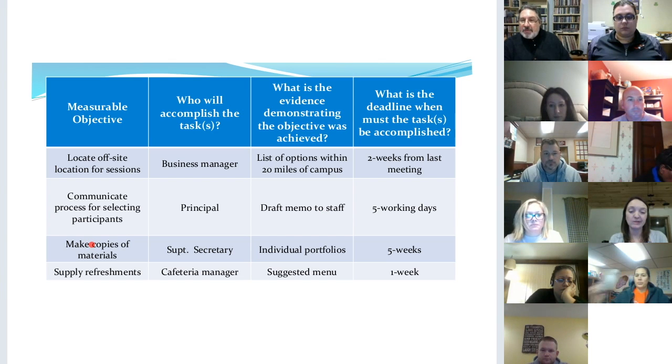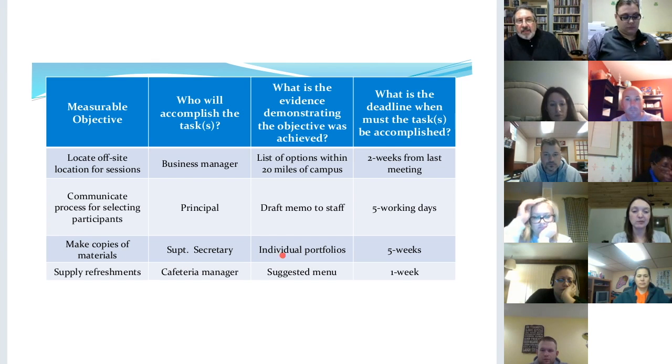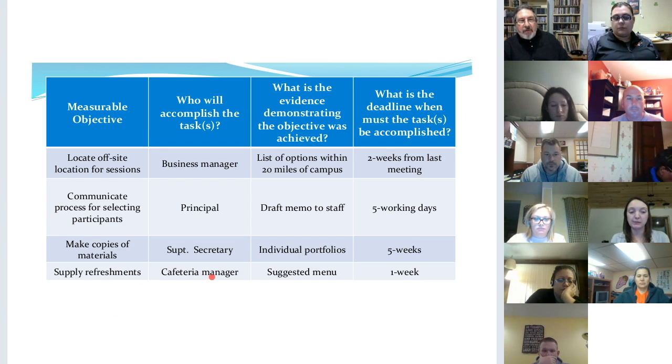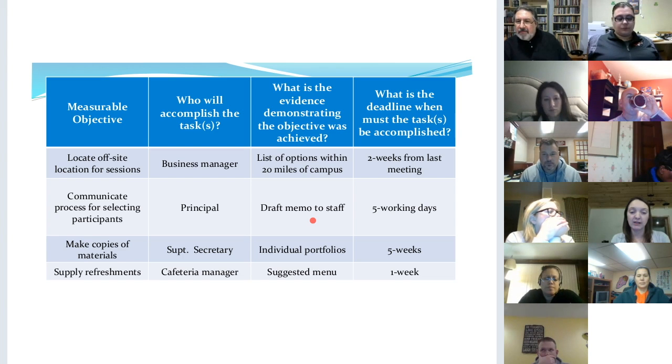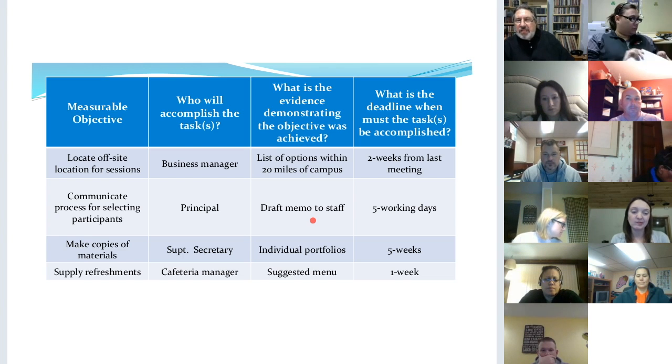Somebody's got to make copies of materials for this meeting we're going to have with our constituents to develop mission and vision. Who am I going to give that to? The superintendent's secretary. She's going to prepare individual portfolios, and I'm giving her 5 weeks. And lastly, supply refreshments, cafeteria manager, suggested menu, and 1 week. I could have gone on and on with this, all right? But this is what I would go into meetings with. This is the SMART method, setting measurable and achievable goals and objectives. This comes out to be really handy.